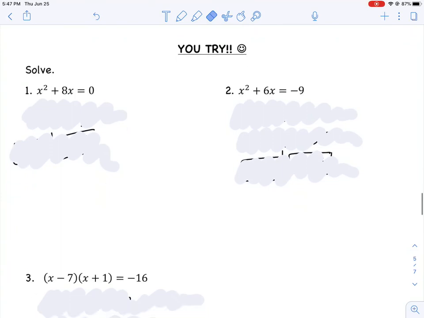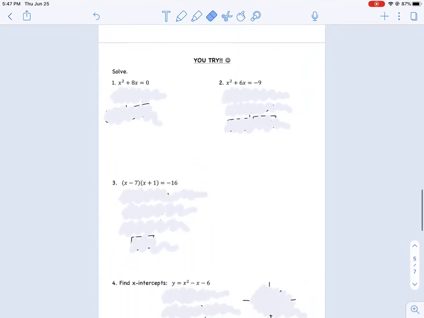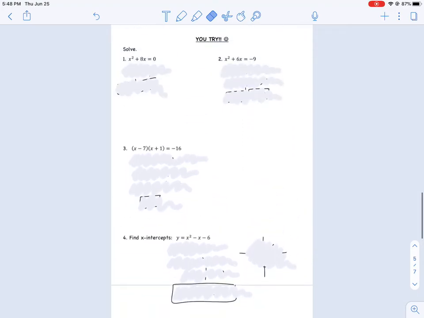Now that we've done all different types of solving by factoring problems, I have 4 here for you to try. So why don't you pause the video, try these 4 problems where you're solving by factoring, all different types.